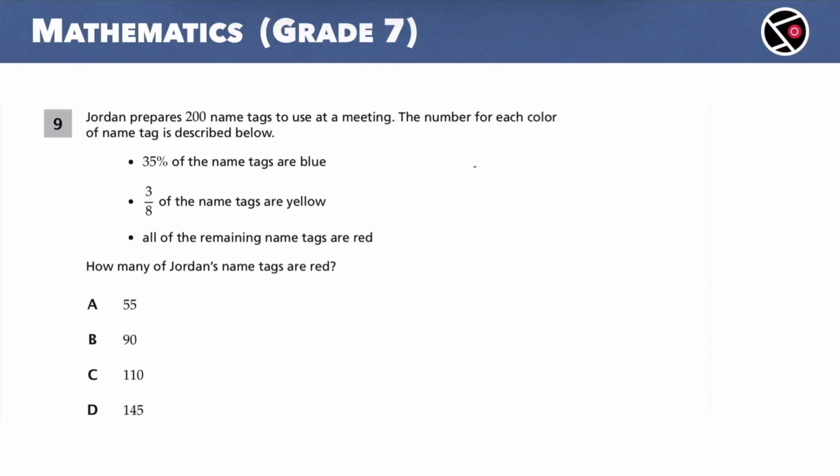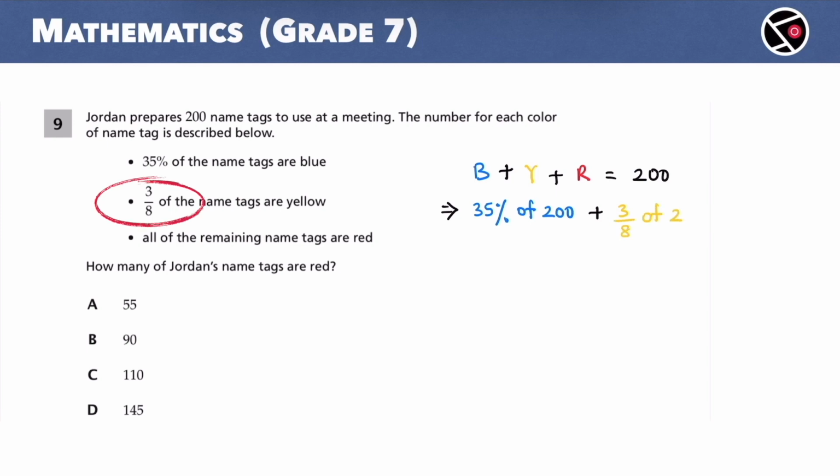We have blue tags, yellow tags, and red tags. The total is 200. 35% of the total, that is 200, are blue. 3/8 of the total, which is 200, are yellow. The remaining are red. The sum is 200.